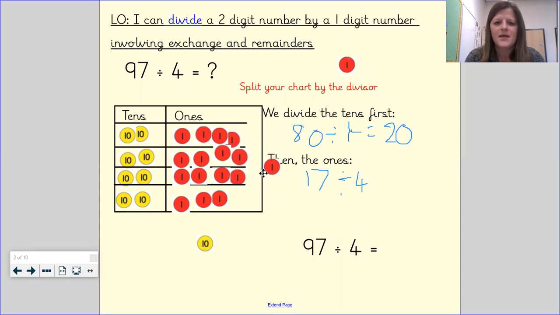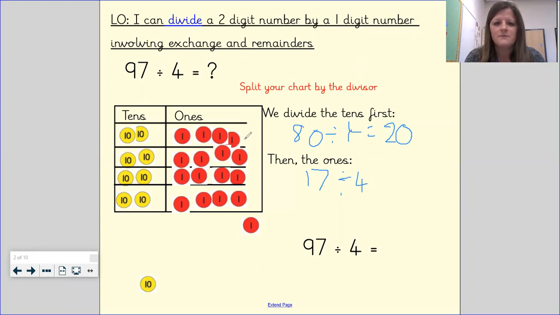Okay, hopefully you would have known that actually 4 doesn't go into 17. 17 can't be divided by 4, but 16 can, so 16 has been shared out. But actually, we've got a remainder. That one is being exchanged. We've got a remainder. So not only did we have an exchange, we've also got a remainder as well. So let's have a look what we've got.